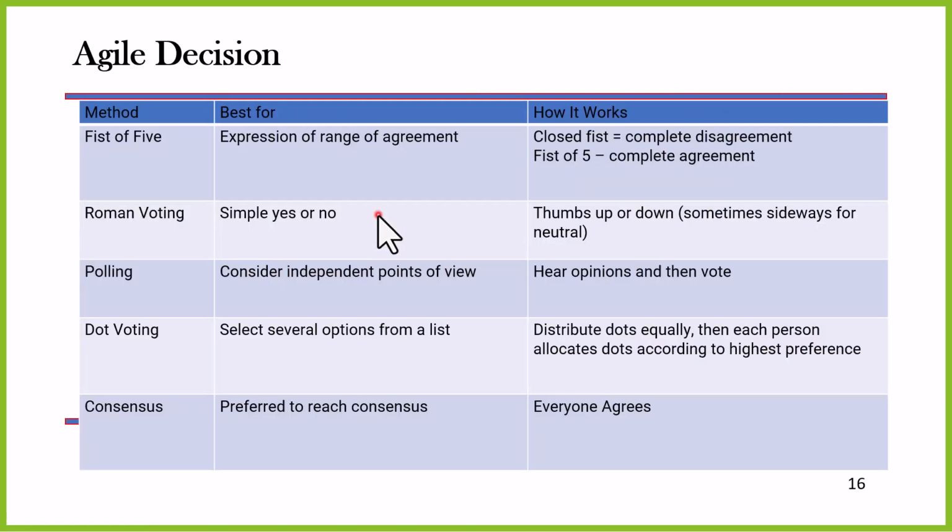Agile Decision. So the fist of 5. We use the fist of 5 to reach agreement. Of course, a closed fist means that we are in complete disagreement. An open fist says that we are in complete agreement, and we can vote independently in between numbers to show our level of agreement with that particular item we're voting on.